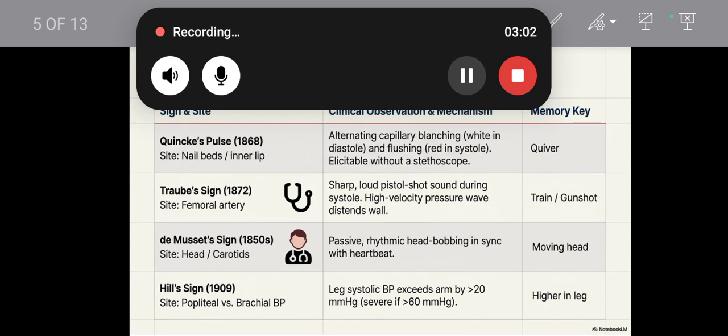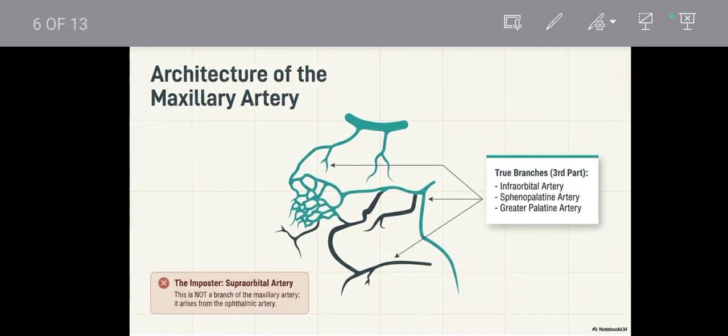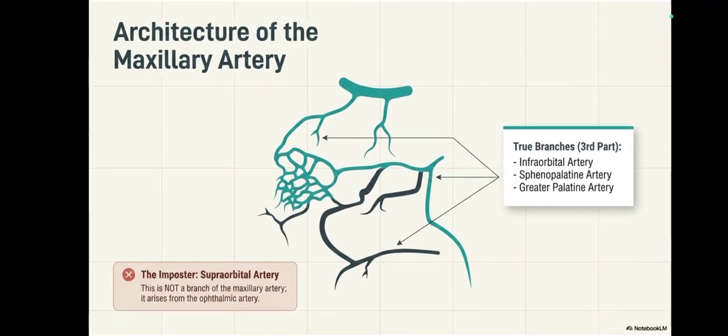Now comes your clinical anatomy, architecture of the maxillary artery. So the true branches are the infraorbital artery, sphenopalatine artery, and greater palatine artery. The impostor, the supraorbital artery. This is not a branch of the maxillary artery, it arises from the ophthalmic artery.